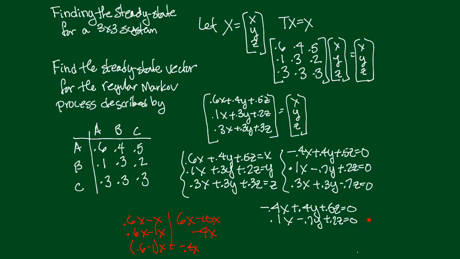What am I going to do? I need an independent equation. That's going to come from here. These are stochastic, so if I add these up, I get a 1. That always happens. You add those, you get x plus y plus z equals 1. There's our system. Let's put it into a matrix and RREF this.